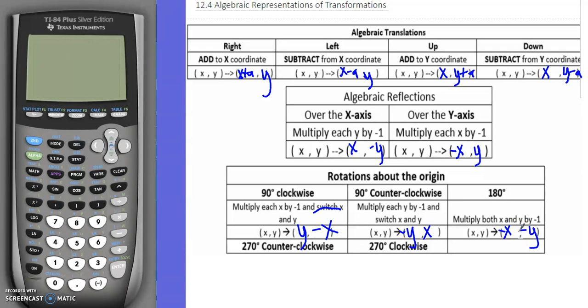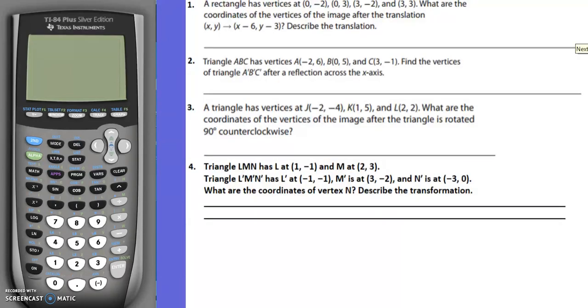Okay, these are the rules for translations, reflections, and rotations. Let's look at some examples. A rectangle has vertices (0, -2), (0, 3), (3, -2), and (3, 3). What are the coordinates of the vertices after the image has been translated to the left 6 and down 3? Okay, so we are going to the left 6 and down 3.